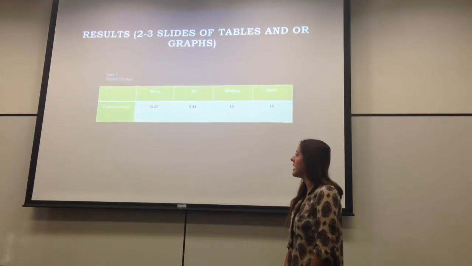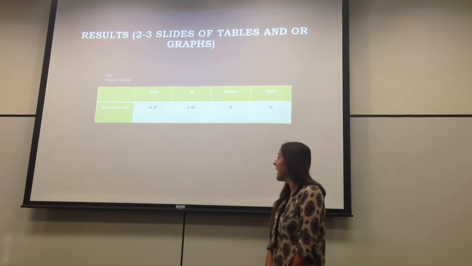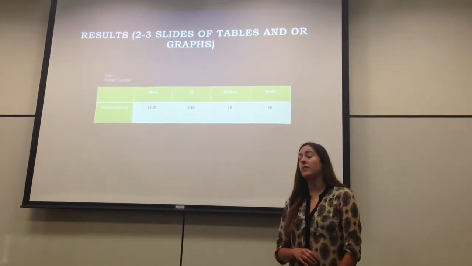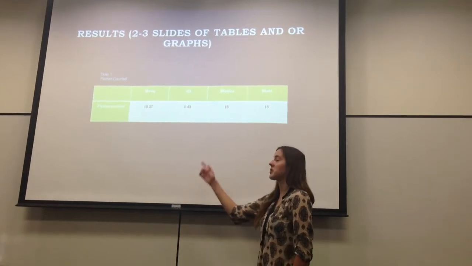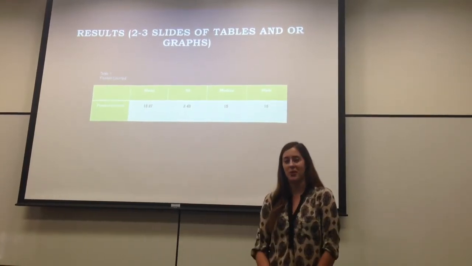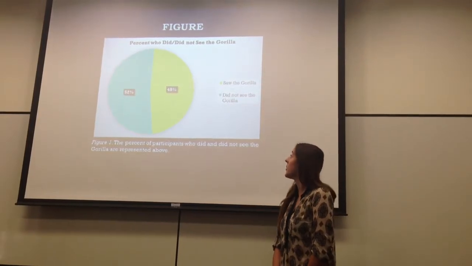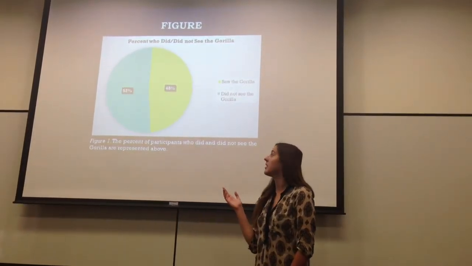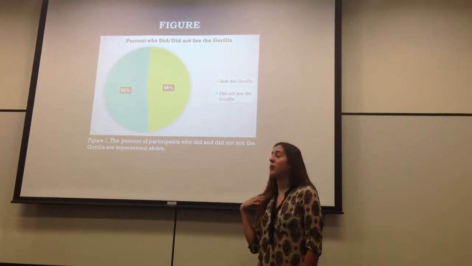This is a table of the number of passes counted, and the number of passes that were in the video was 15, so 15.27 is very close, and there's only a standard deviation of 2.43. This figure is showing who saw the gorilla and who did not. 52% of the students did not see the gorilla, while 48% did.